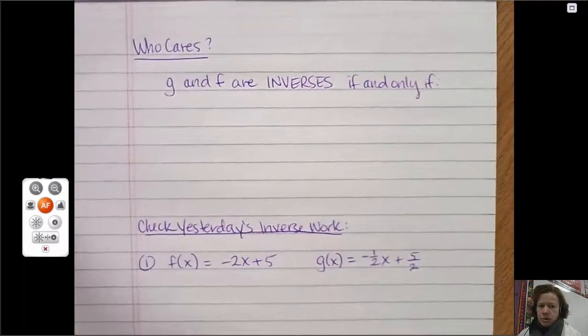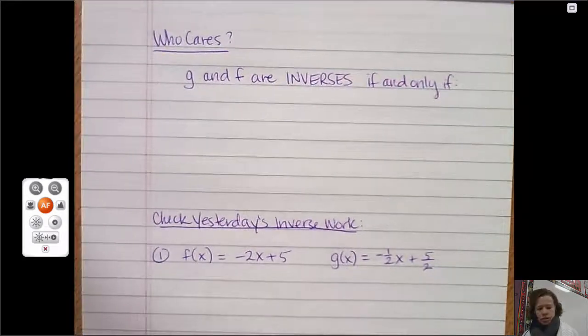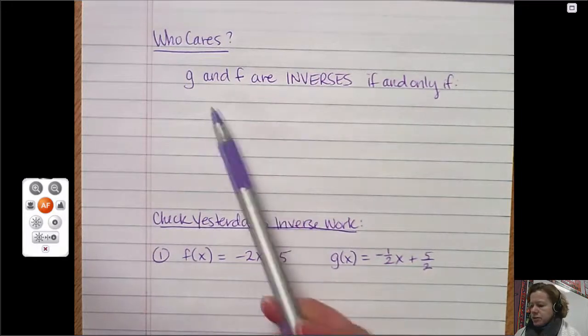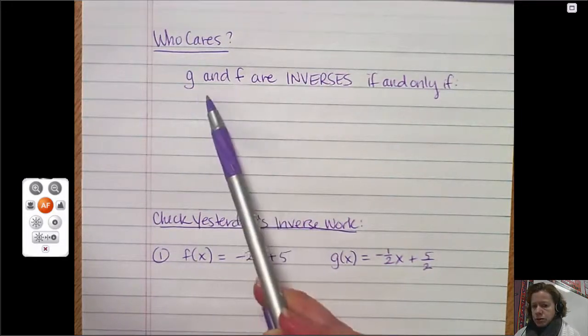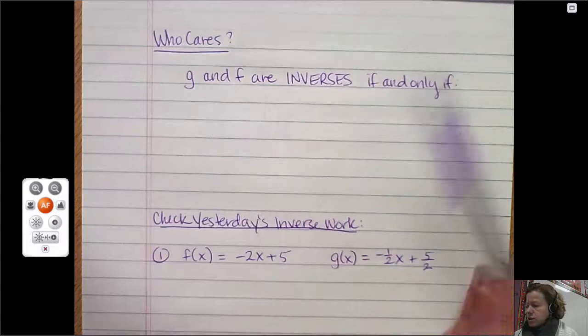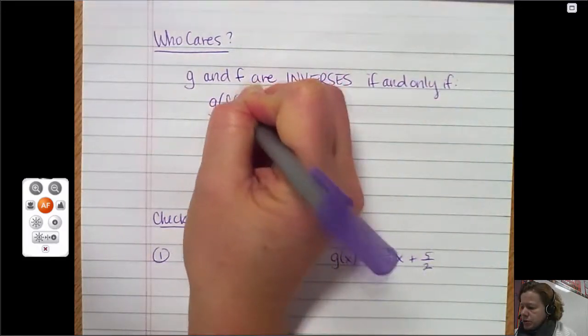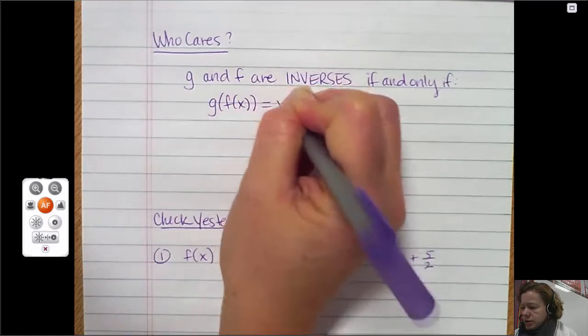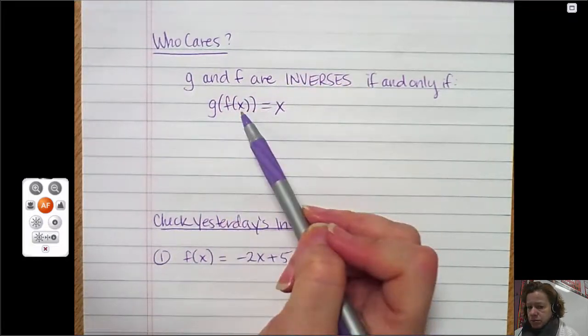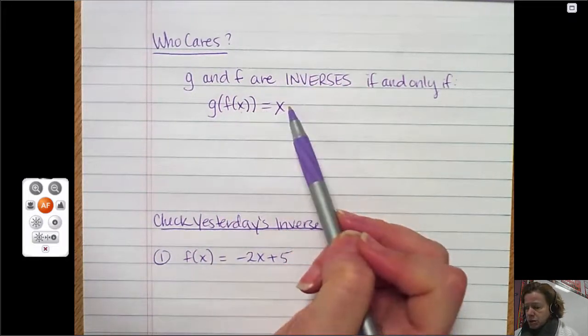Well, the big question is, who cares? Why are we making you do this function composition? Well, yesterday we talked about function inverses, and we have a check for function inverses. And the check is g and f, two different functions, are inverses of each other if and only if g composed with f of x gives you an x. So if I plug any number in, I get that same number out.